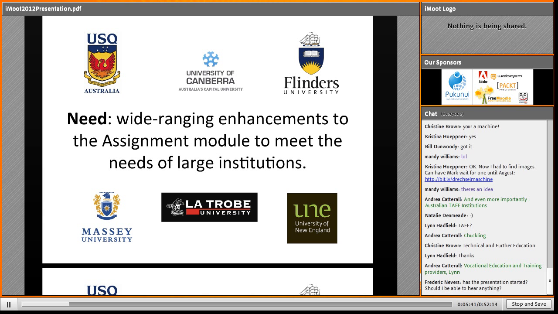So a lot of these universities have moved to Moodle already, and they're using various versions there. Almost all of them, maybe one or two, are using 1.9, but most of those are using Moodle 2. Last year, with so many of them moving to Moodle, they decided that the assignment module was a good starting point, but they really needed some fairly significant enhancements right throughout it to meet the needs of these very large institutions with large student numbers, particularly in their first year courses.